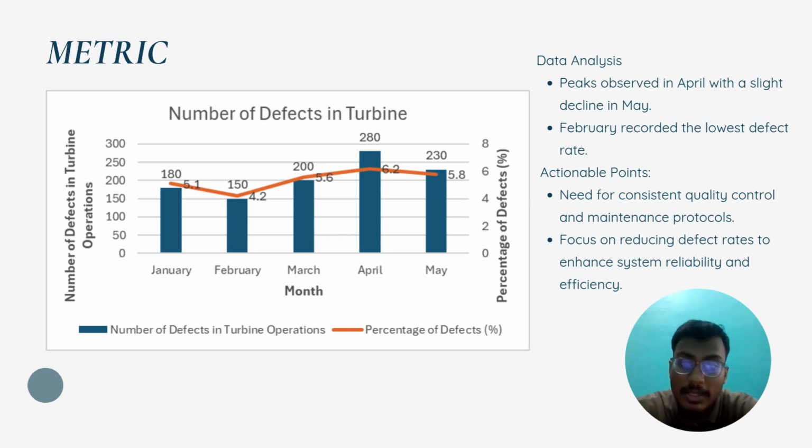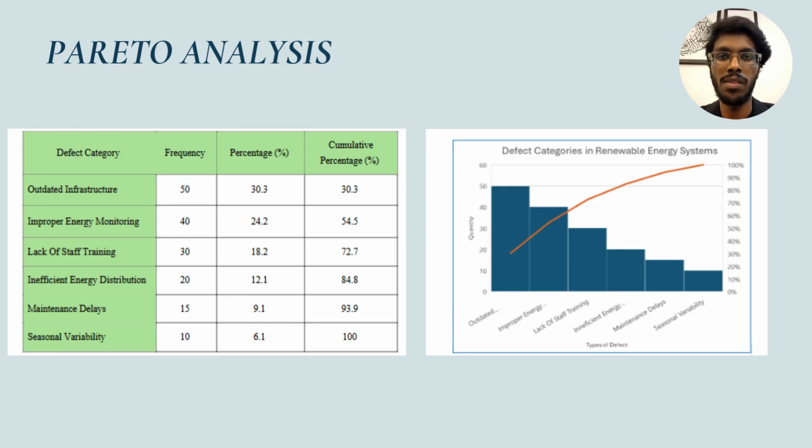So this fluctuation highlights the need for consistent quality control and maintenance practice to stabilize the defect rate and improve system efficiency over time. Right, my name is Shafiq bin Said Ibrahim and my matric number is MA23070. So I will continue with the Pareto analysis and baseline metric parts.